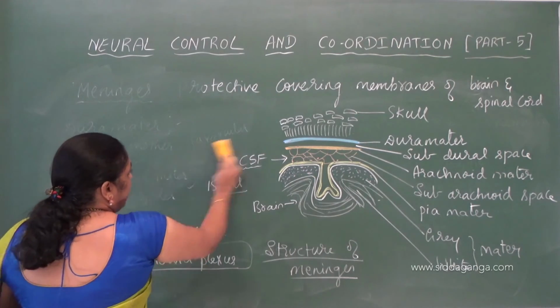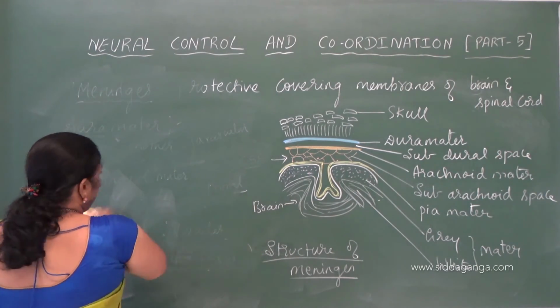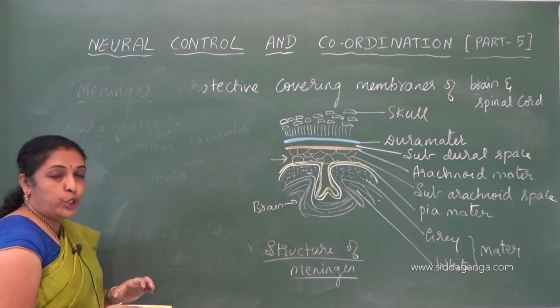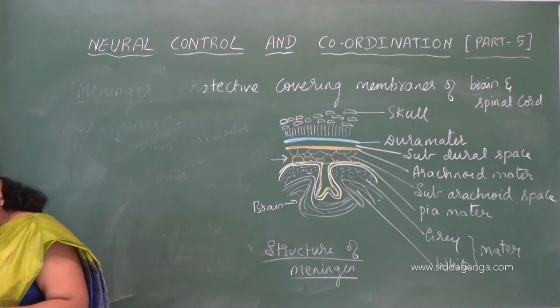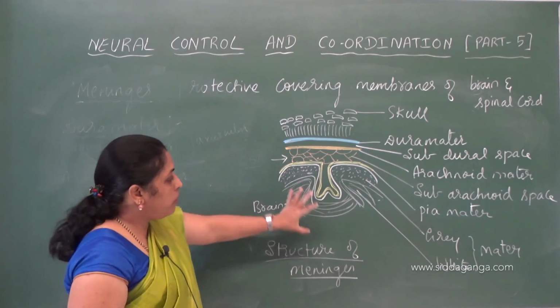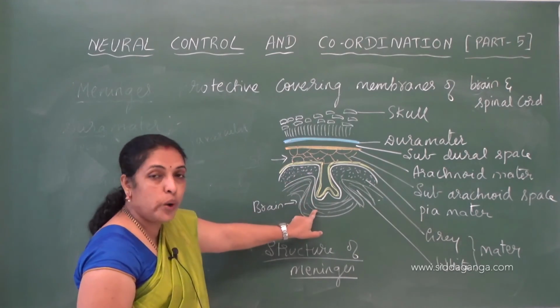And we see the grey matter and white matter. The grey and white matter are the tissues present in the central nervous system. Since this is the brain, the outer is grey matter, the inner is white matter.